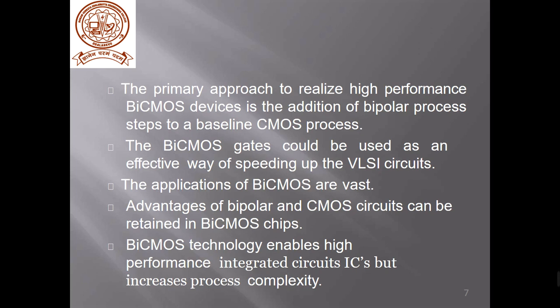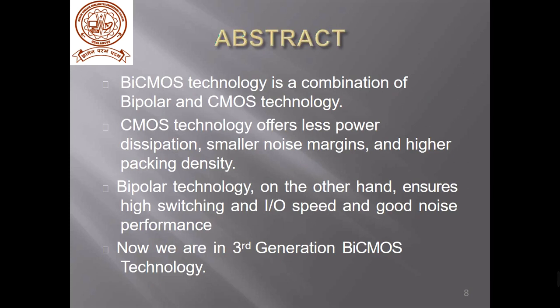Coming to the abstract of Bi-CMOS technology: Bi-CMOS technology is a combination of bipolar and CMOS transistor technologies. CMOS technology offers less power dissipation, smaller noise margins and high packing density. From the point of view of CMOS technology, it offers only a small amount of power dissipation. And coming to high packing density, that means by using CMOS technology we are able to place a very large number of transistors in the same IC, approximately millions of transistors in a single IC.